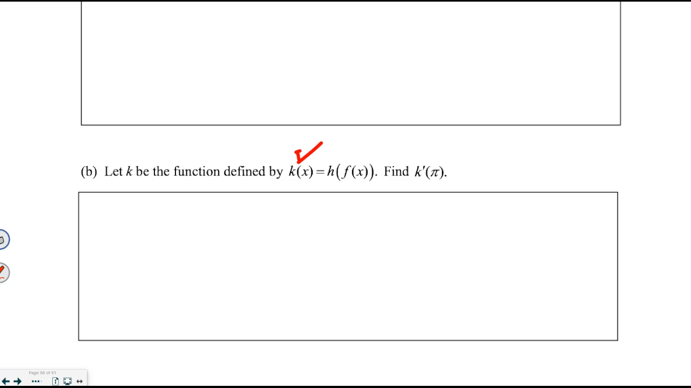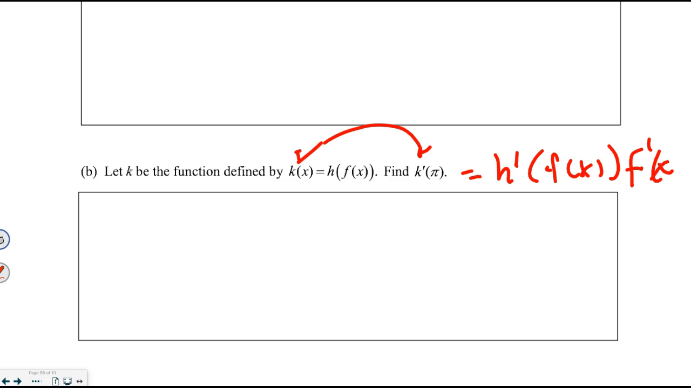It's h of f of x. What skill are they testing if they ask you to find k prime when k is a function inside of a function? Chain rule, right? We do the derivative of the outside, leave the guts, times the derivative of the guts. This will be off of the graph and table. We good? All right, so that's a chain rule.